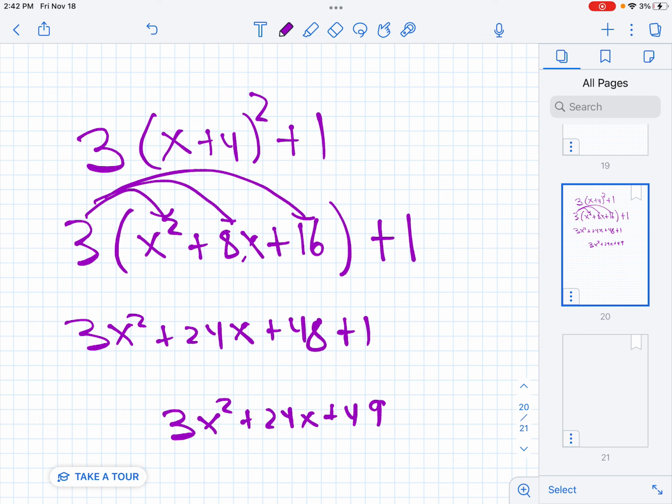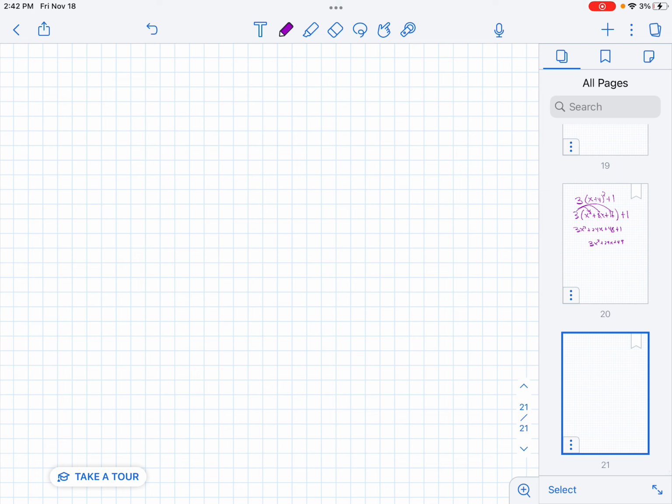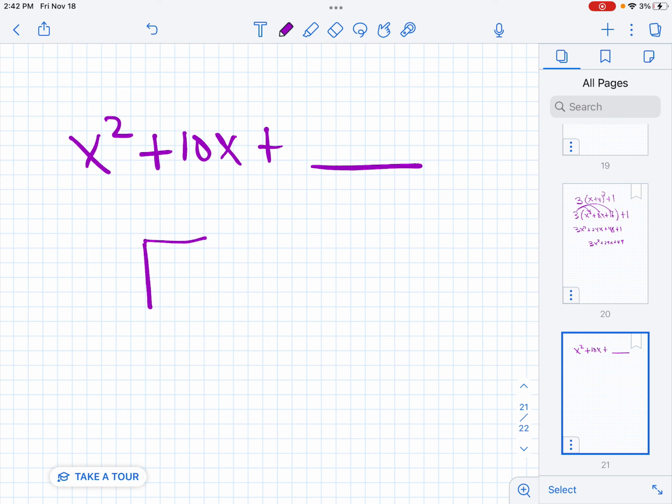We've converted from factored into standard, standard to factored, vertex into standard, standard into vertex. The last thing we're going to do is just a couple other questions that they're going to ask. If you have something that is in this kind of form, we have these complete the square questions. x squared plus 10x plus what? What completes that square?